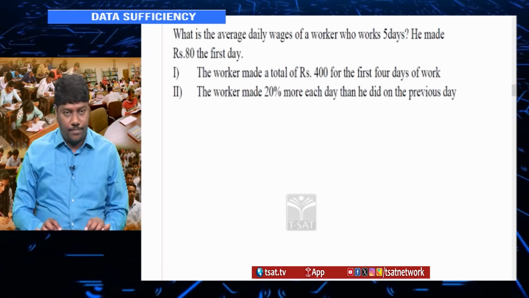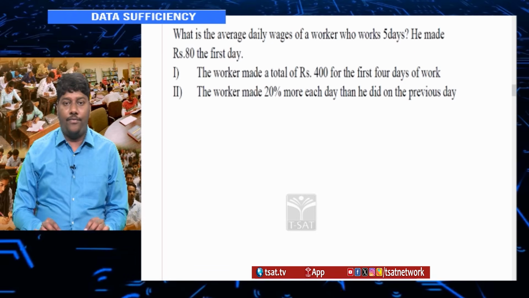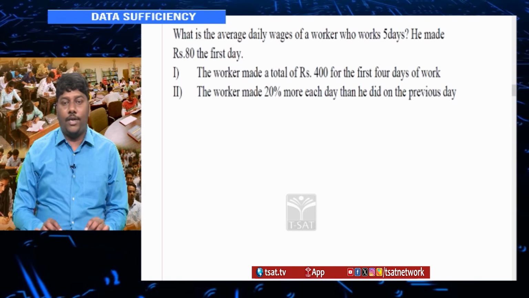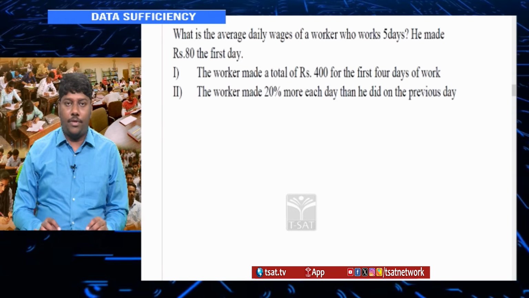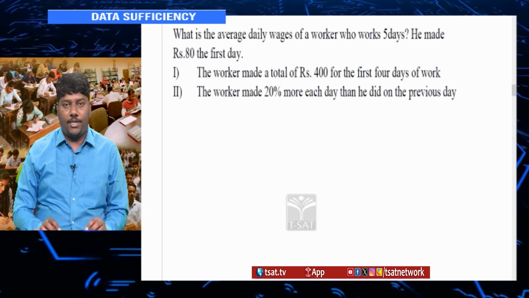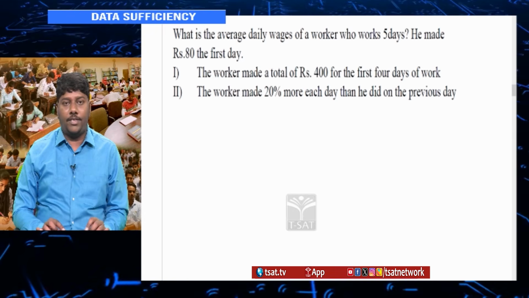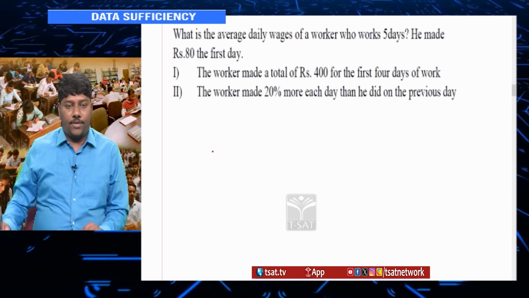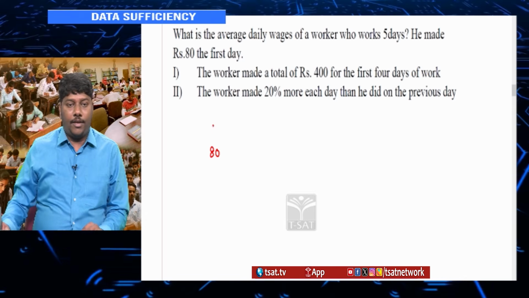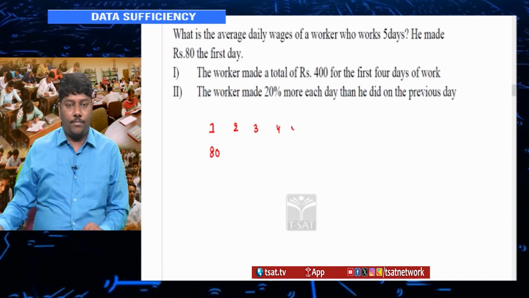Now, look at this one. What is the average daily wage of a worker who works 5 days? We know what we mean by average. Average is equal to the total sum of observations divided by the number of observations. So, you need to know the total earnings of 5 days divided by 5. He made 80 on the first day. So, it is given that on the first day he made 80. So, you need to know the second, third, fourth, fifth, right.